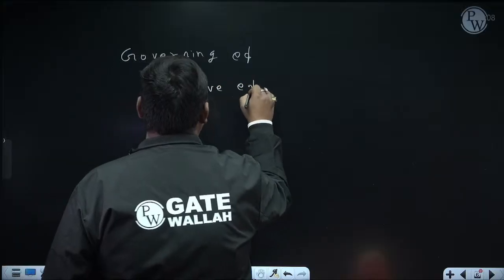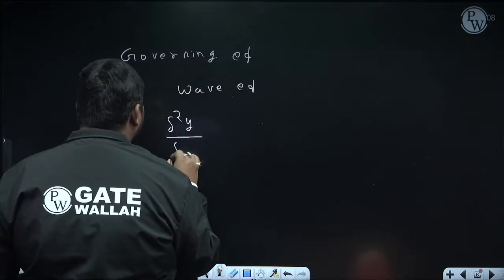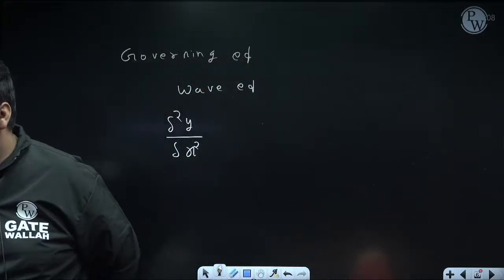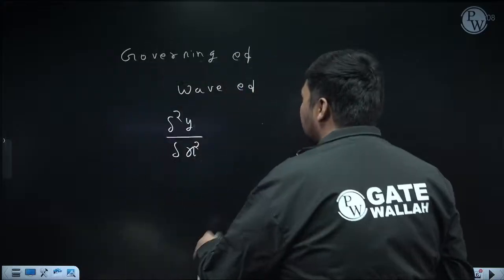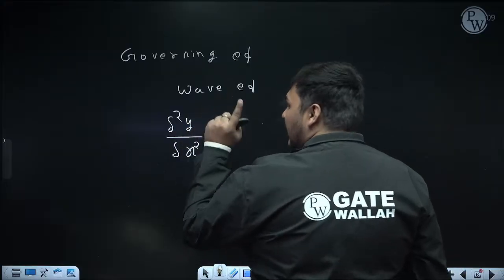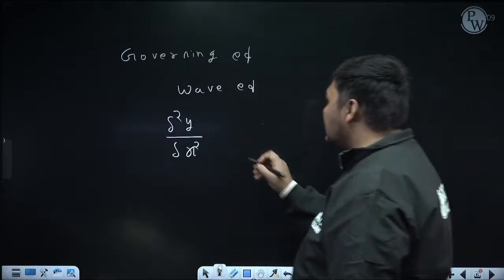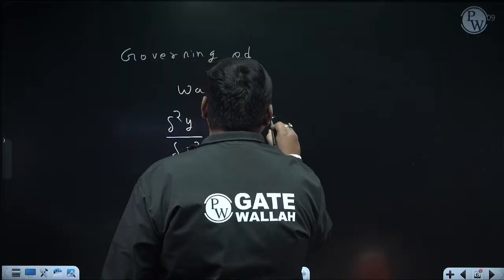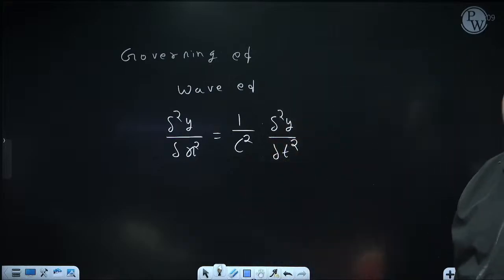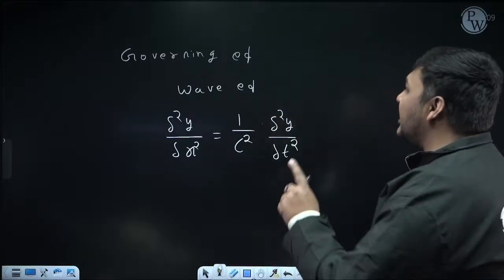Now one of the standard forms of the wave equation is del square y by del x square. Why am I writing in terms of del? Because it is a partial differential equation, since two parameters are coming. Partial differentiation means it is the differentiation of y with respect to x two times, but during that differentiation we are assuming time is constant. This is the meaning of del. This is equal to 1 upon c square del square y by del t square. So it is the differentiation of y with respect to time two times, and during that differentiation we are assuming x is constant. So this is the standard form of the wave equation.